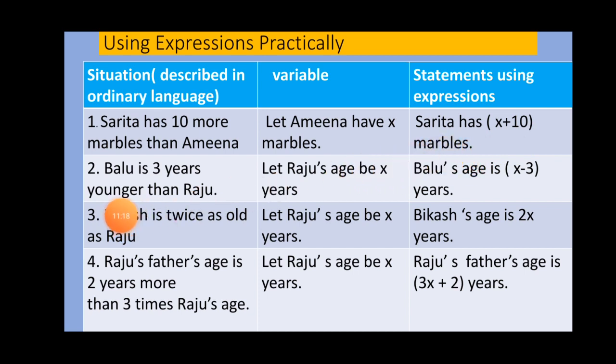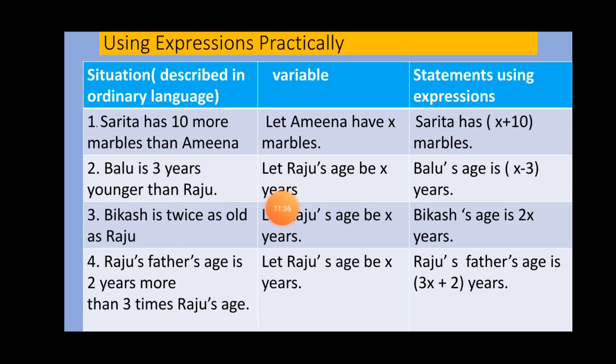Now come to the next example, that is Balu is 3 years younger than Raju. So we are comparing the age of Balu with Raju, and we have a relation between these two persons, that Balu is 3 years younger than Raju.